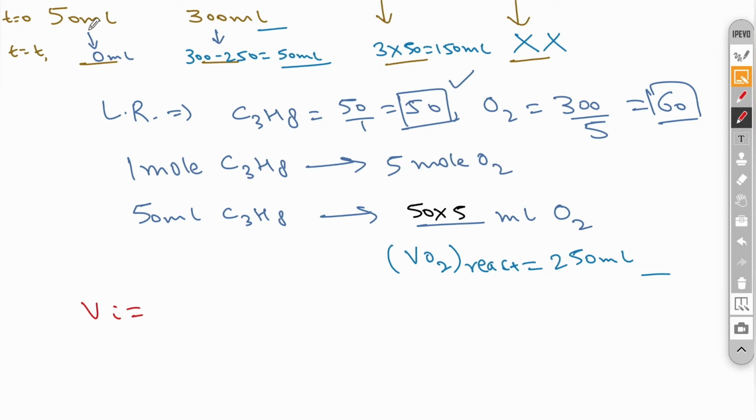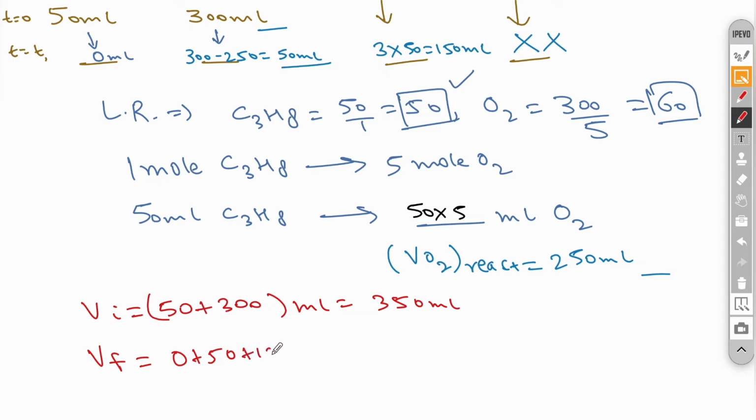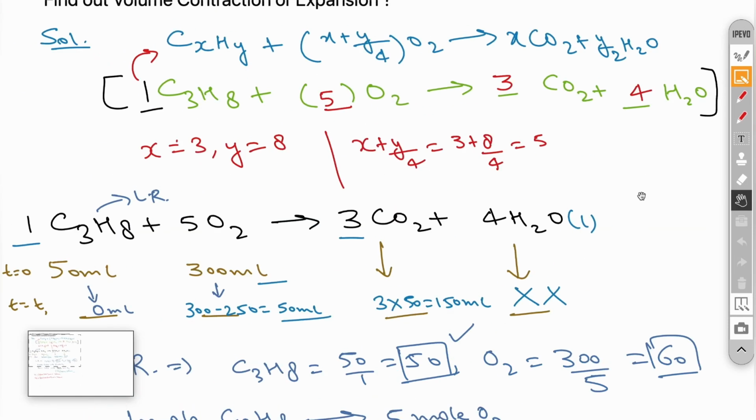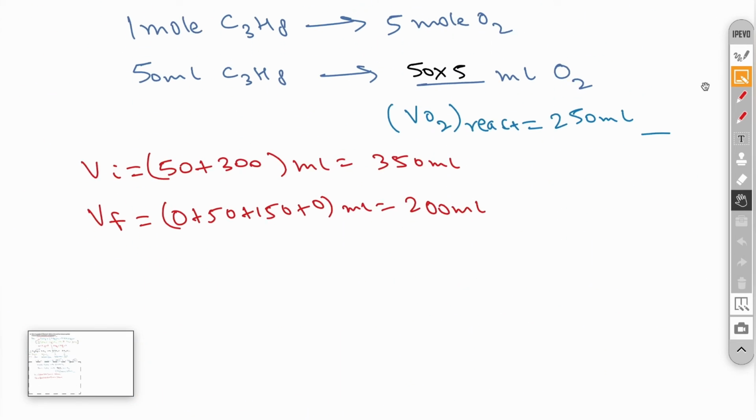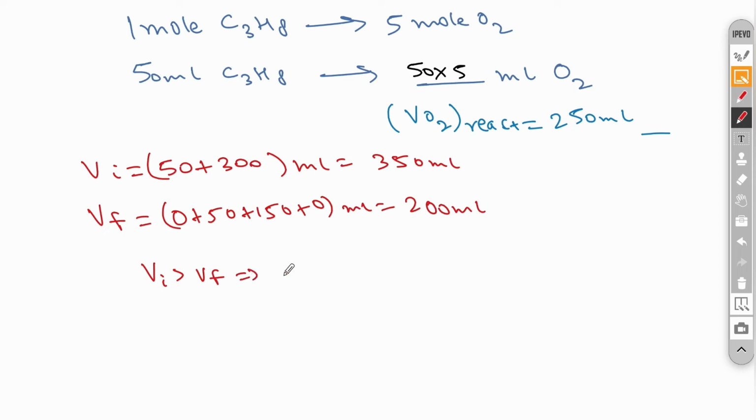So initial volume is 50 plus 300 milliliters. It will come out to be 350 ml, right? Similarly, the final volume, it is 0 plus 50 plus 150 plus 0 again. It will come out to be 50 plus 150, which is 200 ml. We had to find volume contraction or volume expansion, right? So here we can clearly observe that initial volume is greater than final volume, so volume contraction has occurred here.